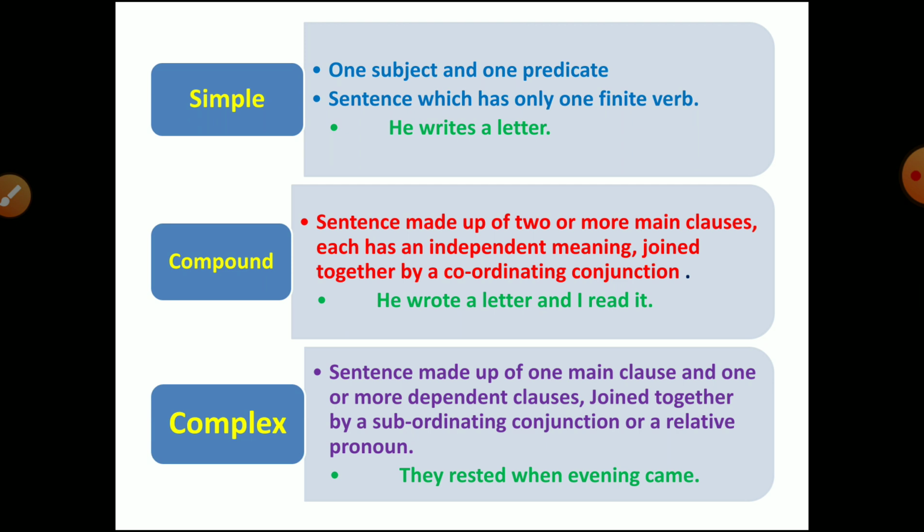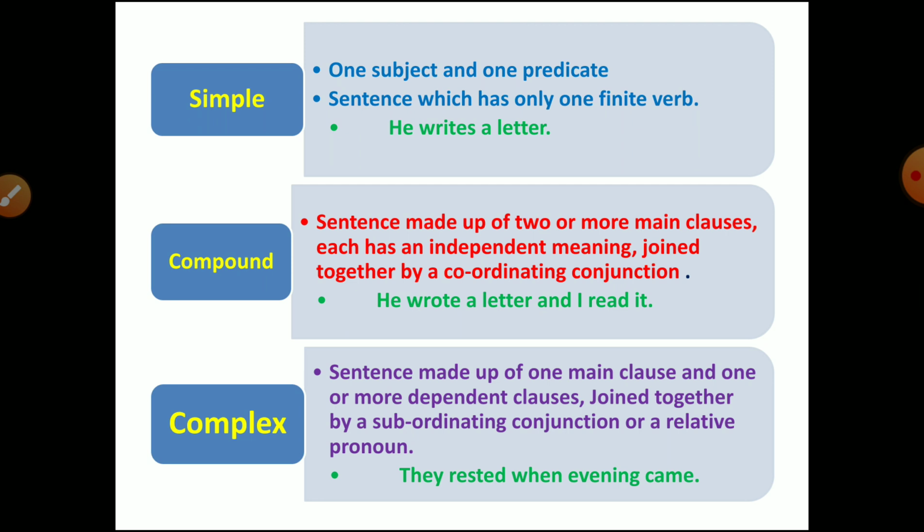When evening came, jab sham aayi. So it has an incomplete sense. We say it is a dependent clause. It is dependent on an independent clause. So we call it a complex sentence, as it has been joined together, connected by a subordinating conjunction, that is "when". So this is the difference: a simple sentence has only one subject and one predicate.